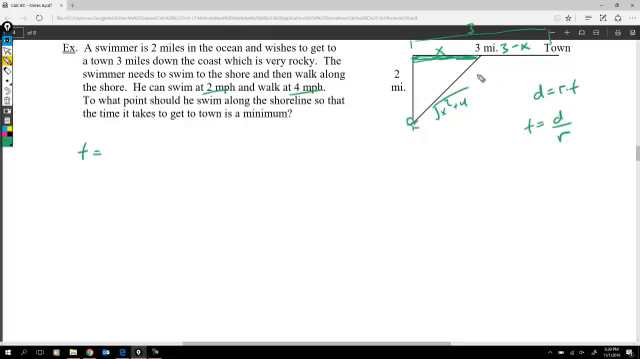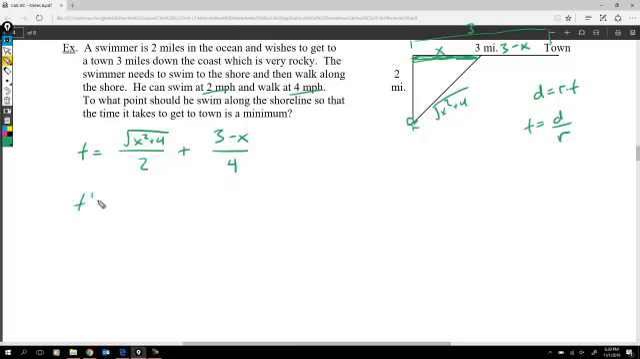So the distance that he's actually swimming is the square root of x squared plus 4. The rate at which he's swimming is 2 miles an hour. Okay, so that's the time it's going to take him to swim. Now the distance that he's going to be walking is 3 minus x. The rate at which he's walking is 4. All right, so this is the time he's swimming. This is the time that he's walking. Okay, so this is my equation I'm trying to optimize.